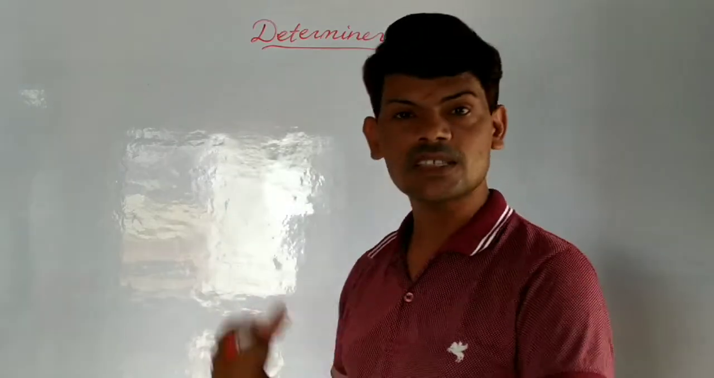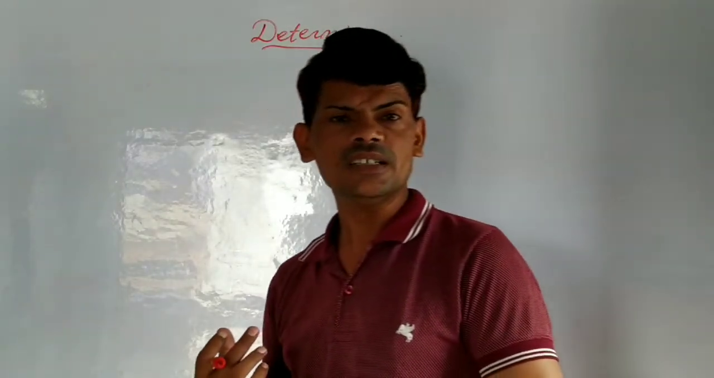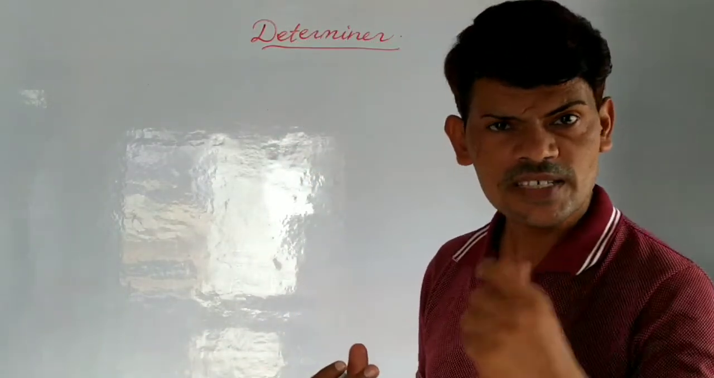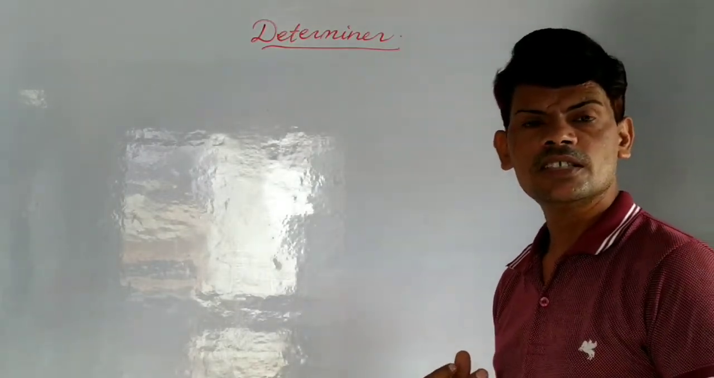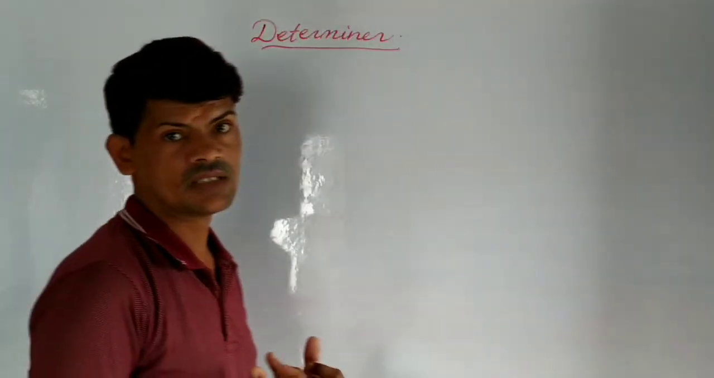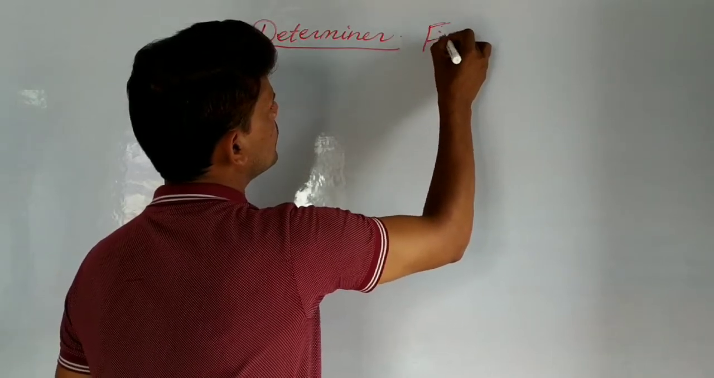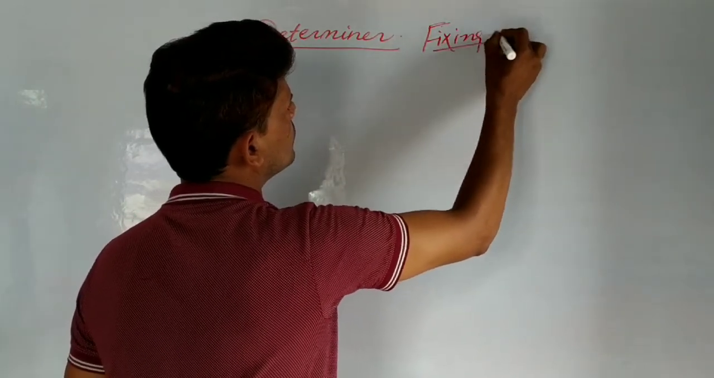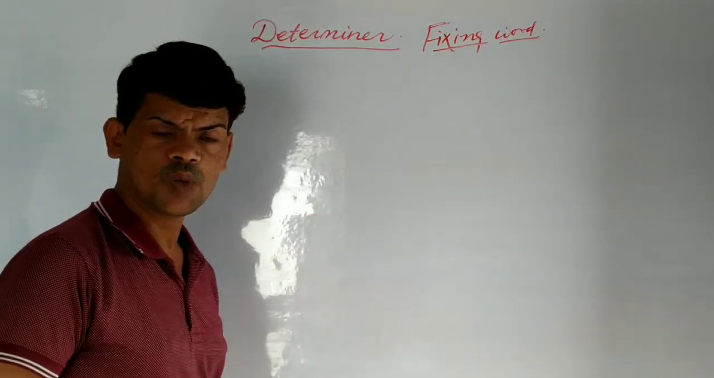An, determiner. So we can say that determiner is a word which limits or fixes or determines noun or noun words. This is a fixing word. Determiner is a fixing word. Okay?